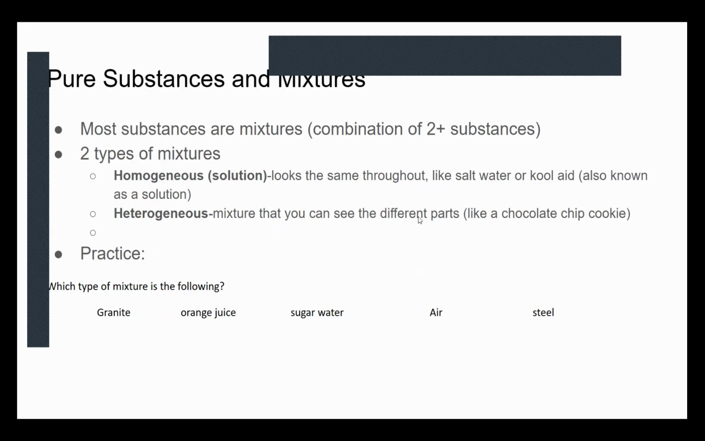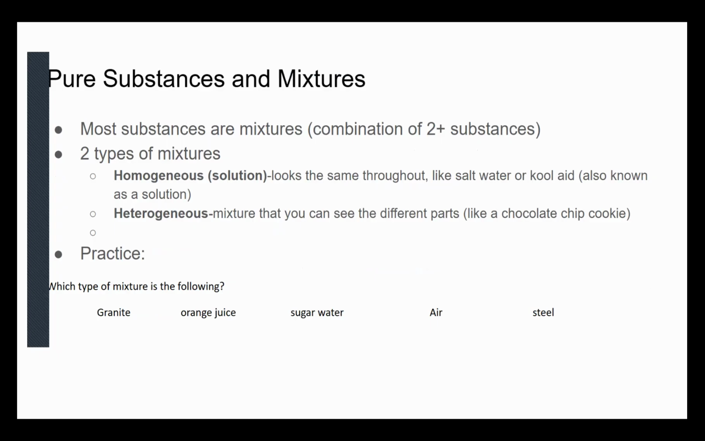Now, most substances are mixtures, which is a combination of 2 or more substances. We have 2 types of mixtures. We have a homogeneous mixture, also known as a solution, and these look the same throughout, like salt water or Kool-Aid. Solutions or homogeneous mixtures can be solid, they could be liquid, or they could be gas. So mixtures aren't always liquid.